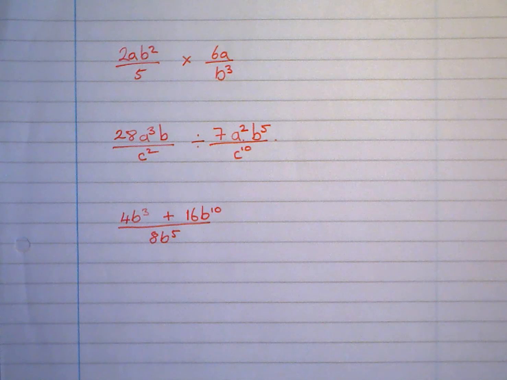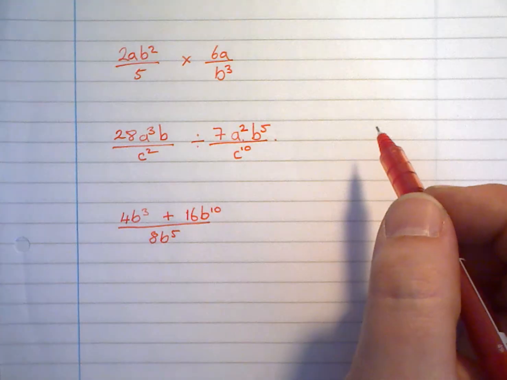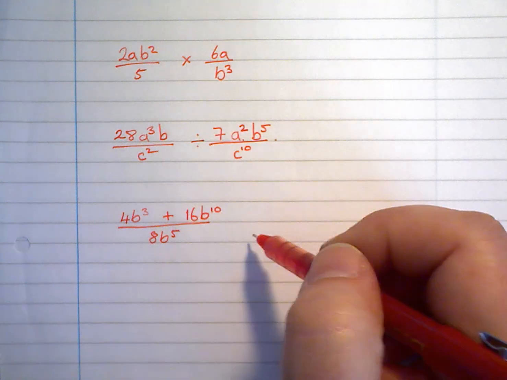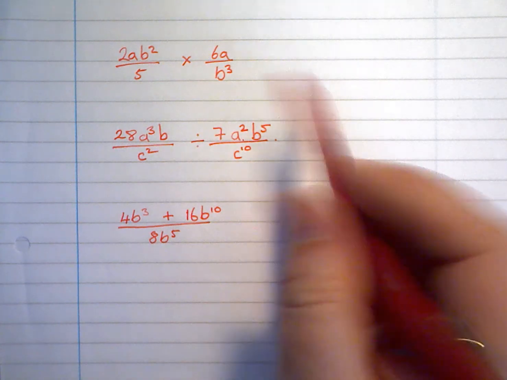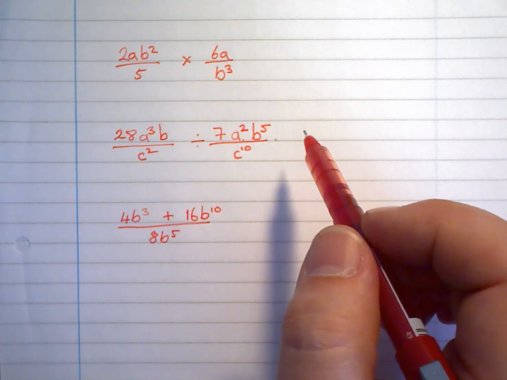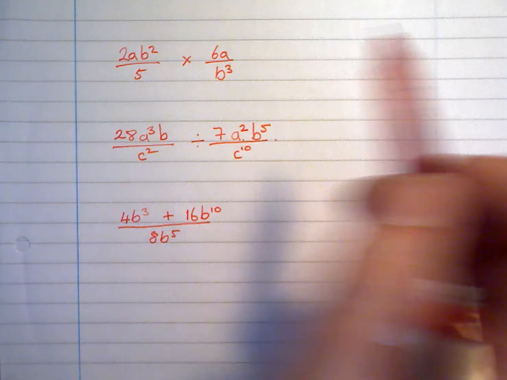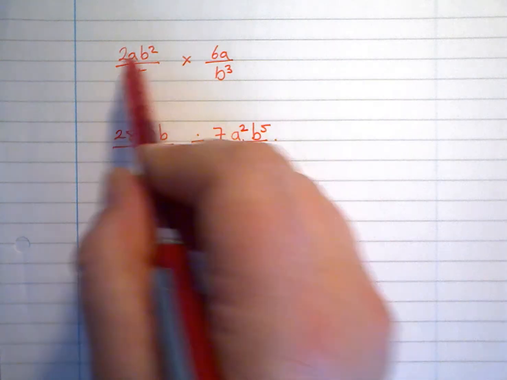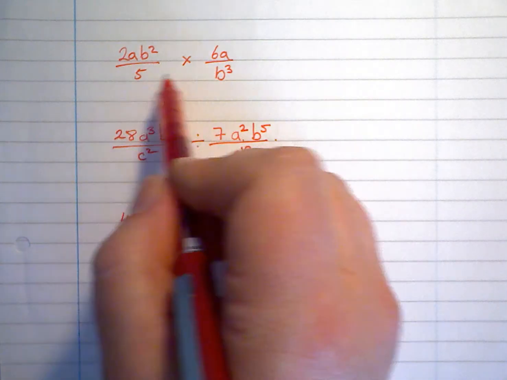So now we're going to look at some harder indices problems for the Year 9 revision. And here we've got some fractions. Well, multiplying fractions, if you remember, is one of the easiest things to do. Okay, you don't need a common denominator. All you need to do is just multiply the tops and multiply the bottoms.